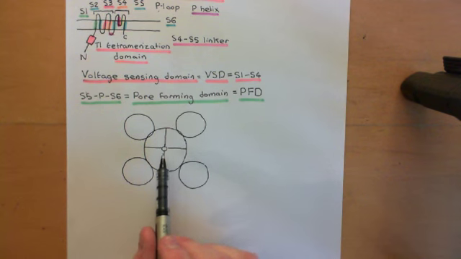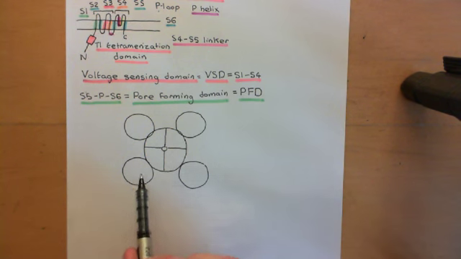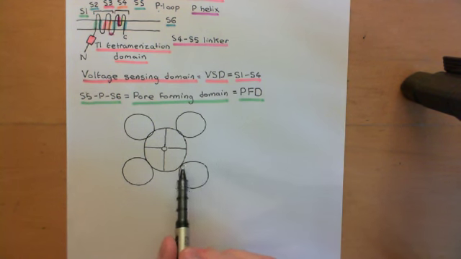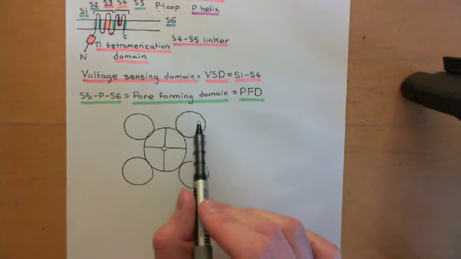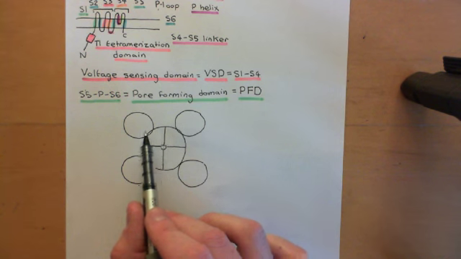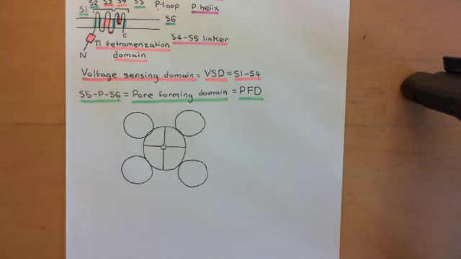Okay, it turns out that the voltage sensing domain for this pore-forming domain is this one over here. And this voltage sensing domain here, its pore-forming domain is this one here. This one's pore-forming domain is this one here. And this one's pore-forming domain is over here. So there's a subtlety here that the voltage sensing domains and pore-forming domains are not sitting next to each other.